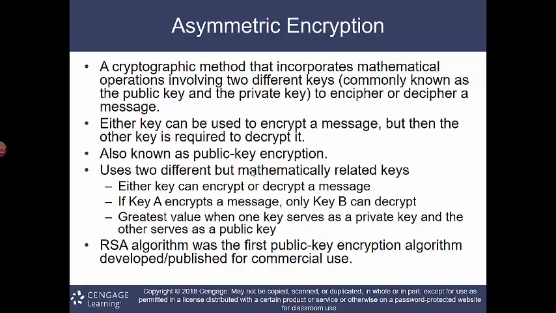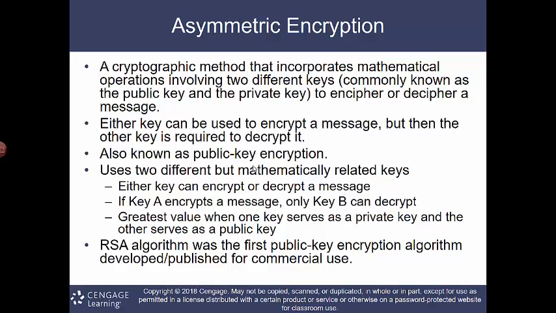Asymmetric encryption is going to be a little bit different. This has two keys, so it incorporates more complex mathematical operations to encipher and decipher a message. Either key, either the public key or the private key, can be used to encrypt a message, but then the other key is required to decrypt it. So this is known as public key encryption.